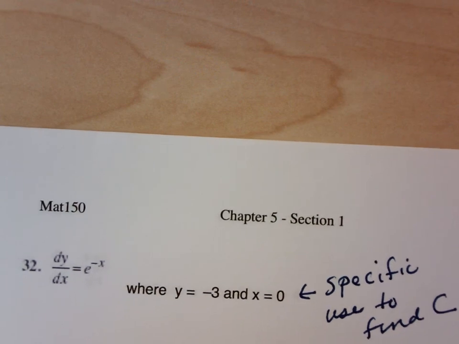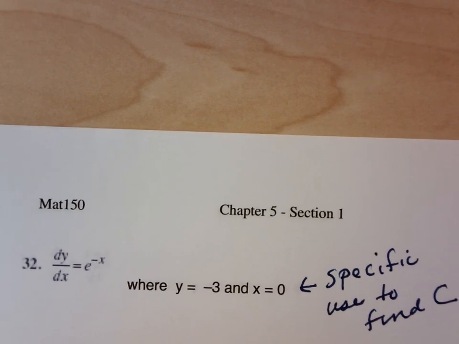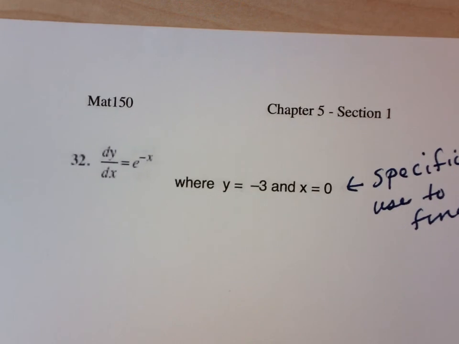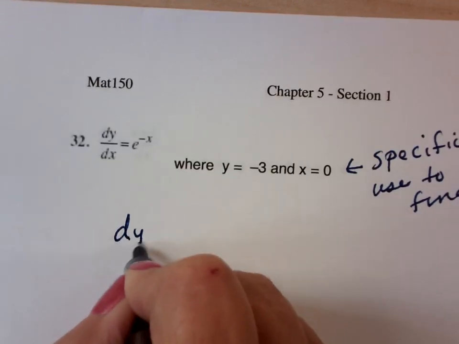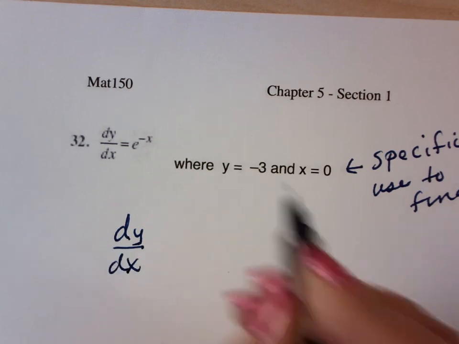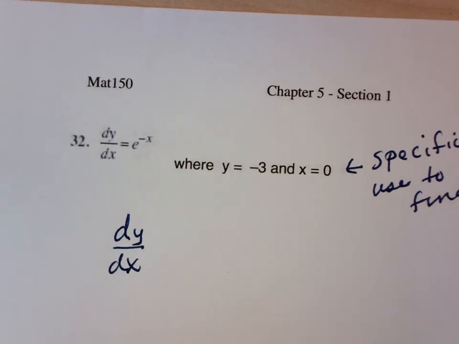Okay, so what we're looking at is, because we're given an x and a y value, we're going to use it. It's going to be a specific value. You're going to use it to find c. So let's see what this is actually doing. Remember that dy/dx is a derivative. That's one of the notations we use for derivatives, right?